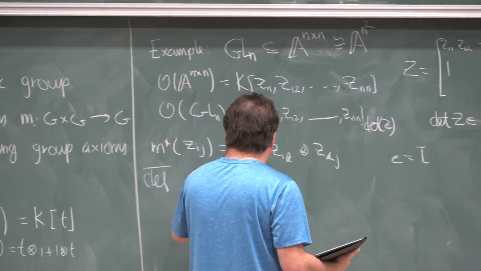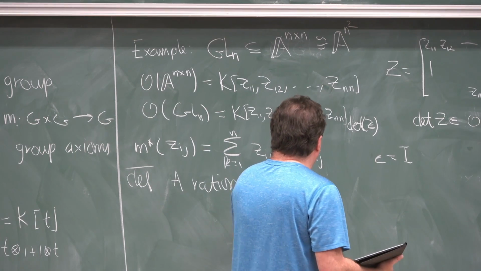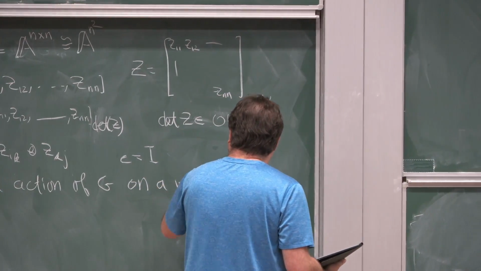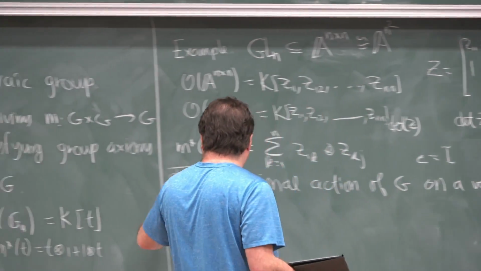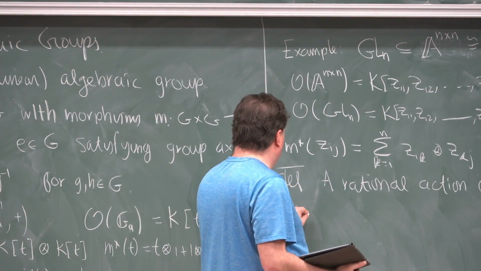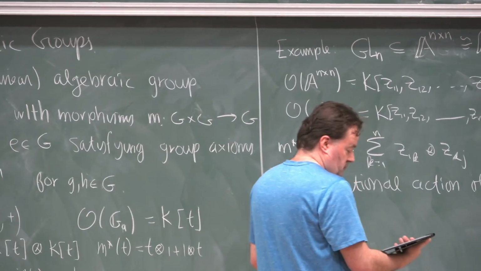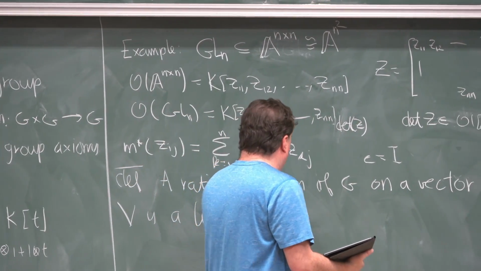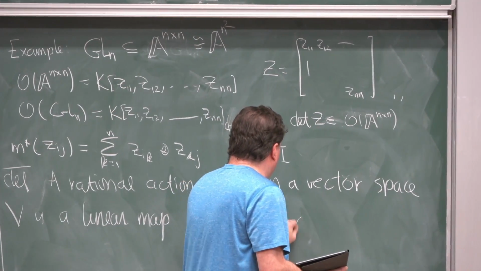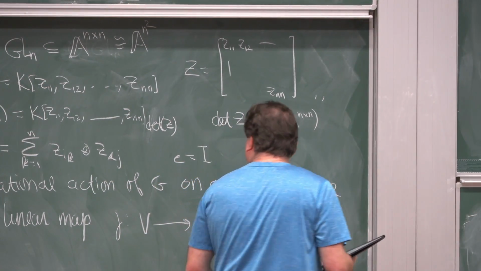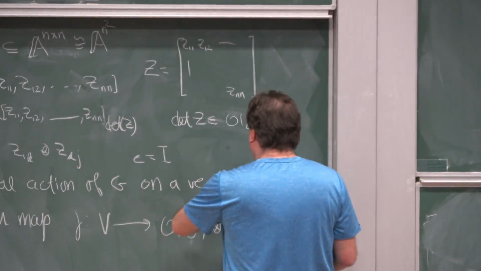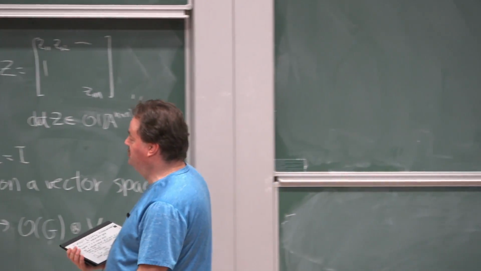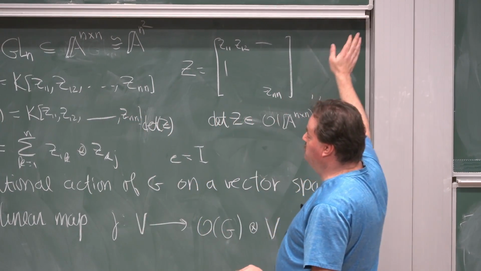Right. So a rational action of G, where G is some affine algebraic group, on a vector space V is a linear map gamma from V to O(G) tensor V. So first of all, right, we want a group acting on a vector space by linear transformations, but I want it to be regular in some sense with respect to the algebraic group structure.